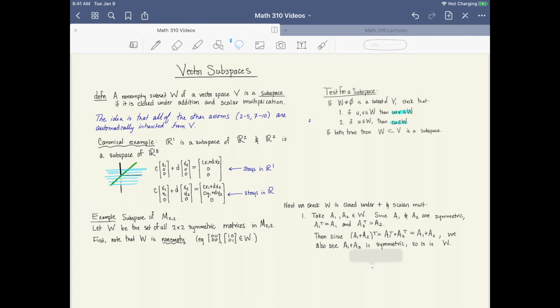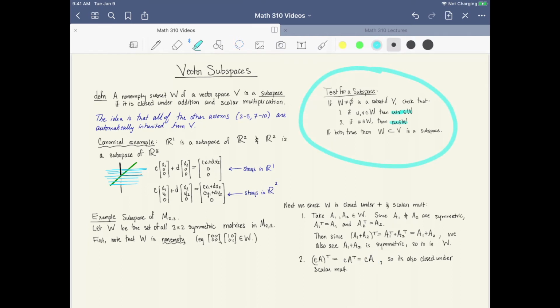Next, you check that it's closed under scalar multiplication. And that's also going to be true. If you take a scalar multiple of A, and then you transpose it, this is equal to the scalar times A transpose, and A is equal to its own transpose because it is symmetric. And so since CA is equal to its own transpose, it too is a symmetric matrix, meaning that we have something that is closed under scalar multiplication. So by the test for a subspace, we see that W is indeed a subspace of the vector space of 2 by 2 matrices.